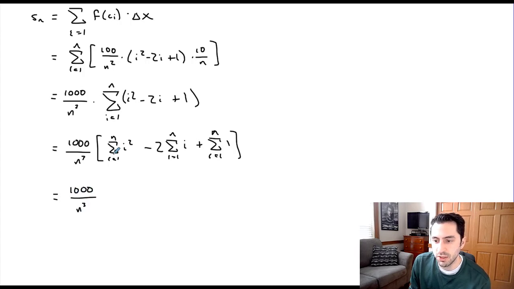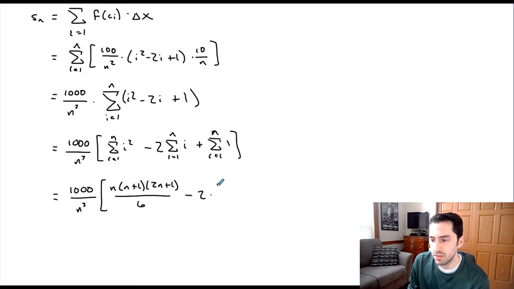the summation from 1 to n of i squared works out to be n times n plus 1 times 2n plus 1, all over 6. The second one, the summation from 1 to n of just i, works out to be n times n plus 1 over 2. And then the last one is just a constant, so this ends up being just n.